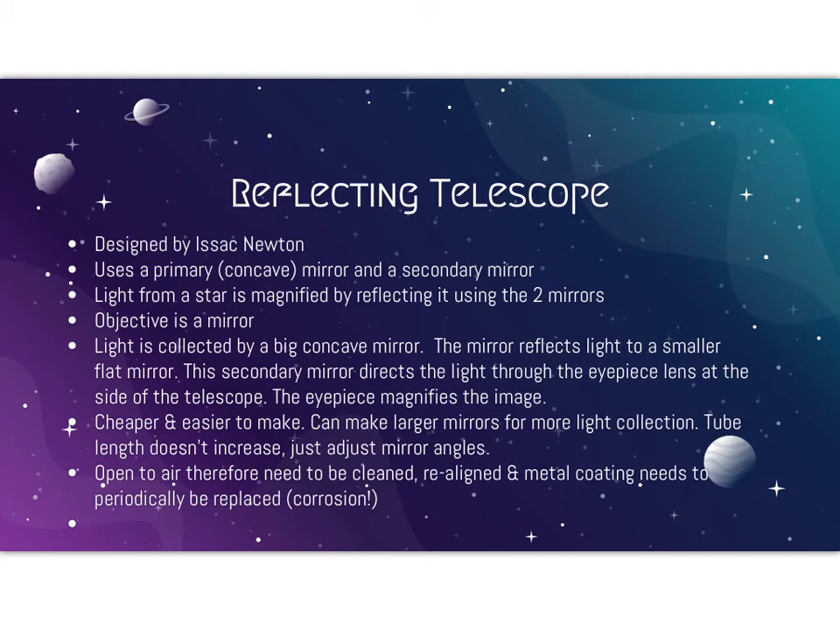These are cheaper and easier to make. We can make really large mirrors for more light collection, whereas we're limited in size to how big a lens can be. Tube length doesn't increase. We just have to adjust mirror angles. These are open to air though, therefore they need to be cleaned, realigned, and the metal coating on our mirrors needs to periodically be replaced because of corrosion.